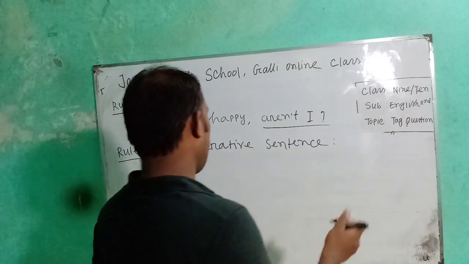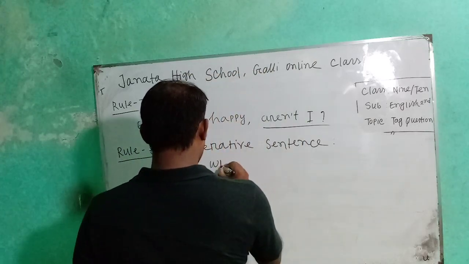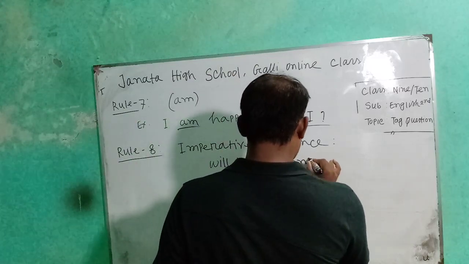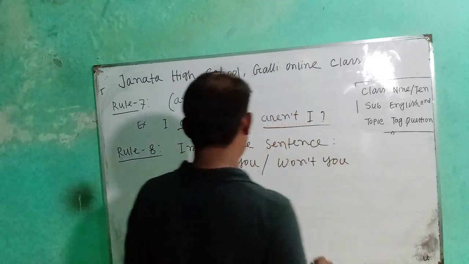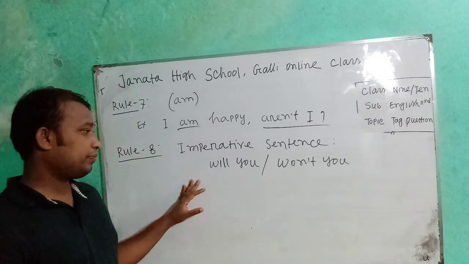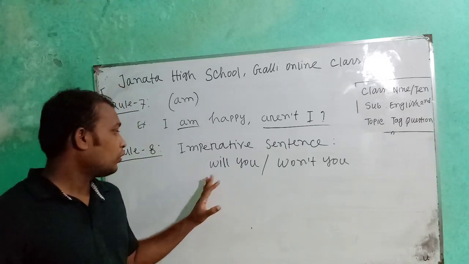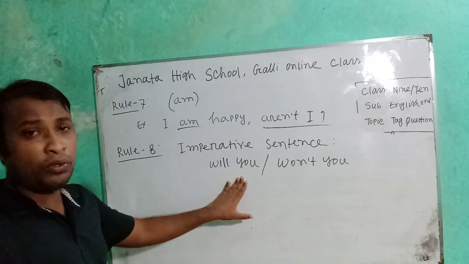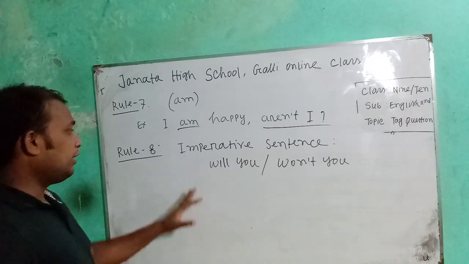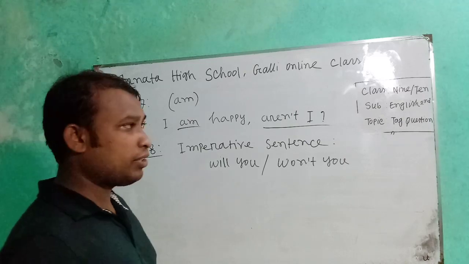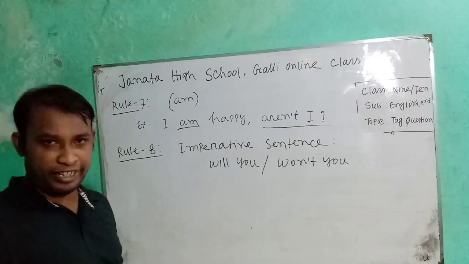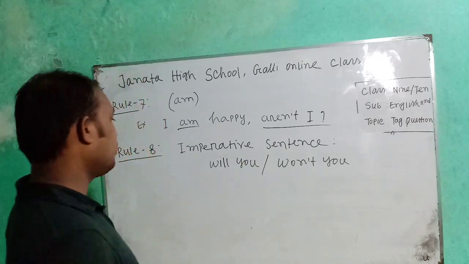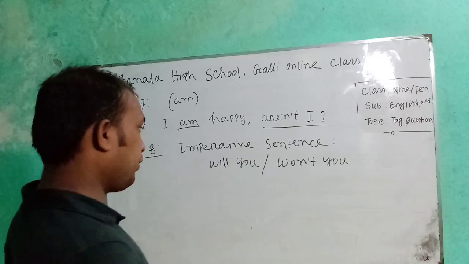or won't you. Imperative sentence. Will you or won't you, if you find an imperative sentence. If you find an imperative sentence, we have to use will you or won't you. And we know that an imperative sentence starts with the verb or let. So we have to use will you or won't you.